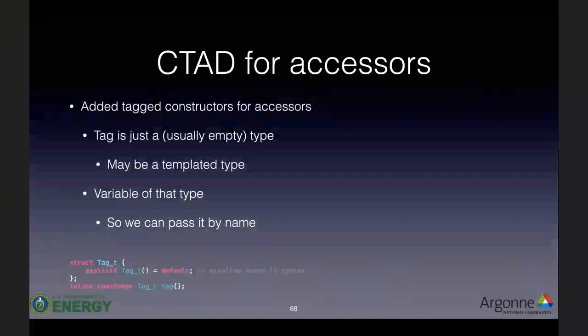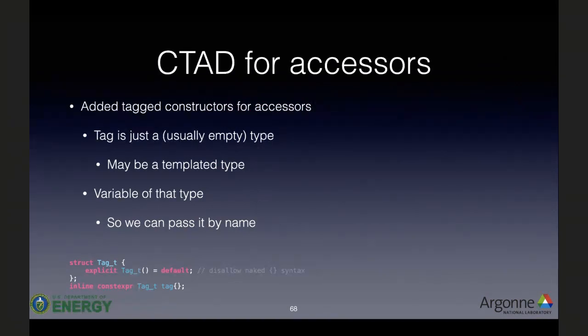Now, one place where we had a lot of template stuff is accessors, and there was no way to do that. So what we did is we added what are called tag constructors for accessors. A tag is usually an empty type. Usually you declare a tag, and you declare a variable of that type so we can pass it by name. The tag typically looks like this. It's just a struct. It has an explicit default constructor, and what this does in C++ is that you have to call it with a name. You can't just call it with open curly, close curly syntax.